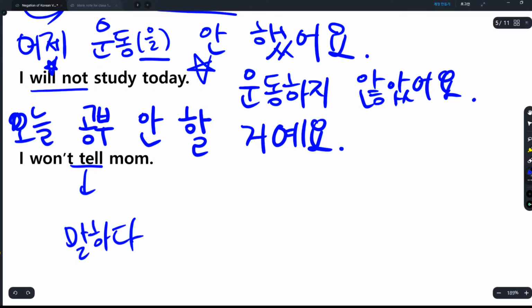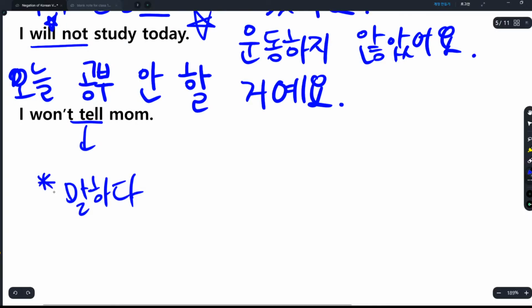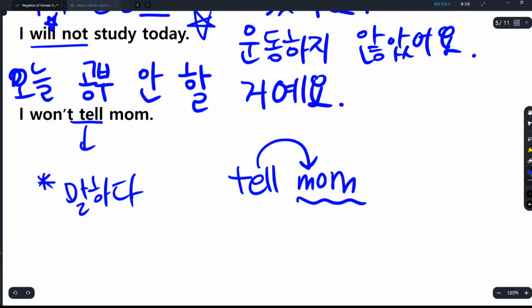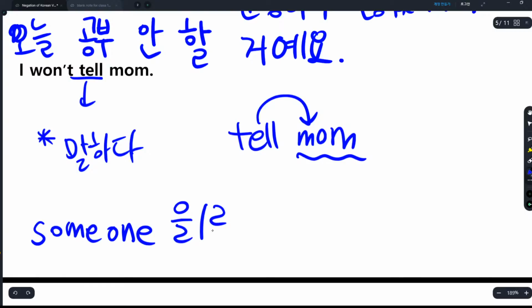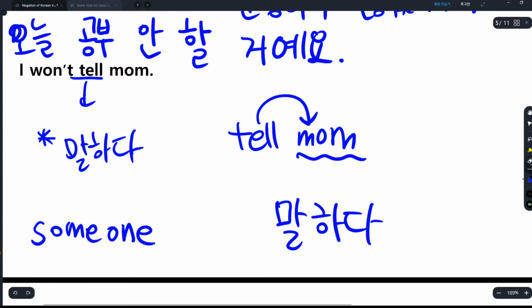말하다 verb. And there's one thing to note about this 말하다 verb, guys. In English, you can write the person you're telling right after the verb, which makes mom an object of tell. Tell mom. But in Korean, it doesn't work that way. When we say to tell someone, we don't make someone an object and say someone을 말하다. We always say to tell to someone.